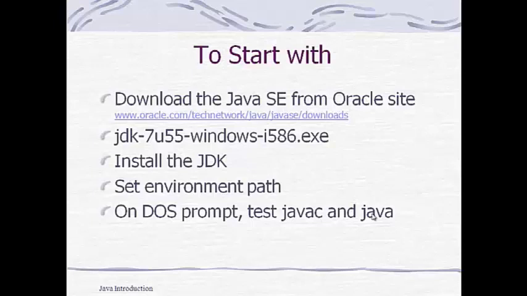To start with Java, download the Java SE from Oracle site. For example, JDK 7u55 for Windows. It's an executable file. Install the JDK and set the environment path. On the DOS prompt, test javac and java.